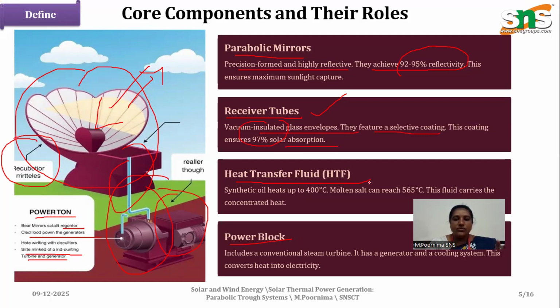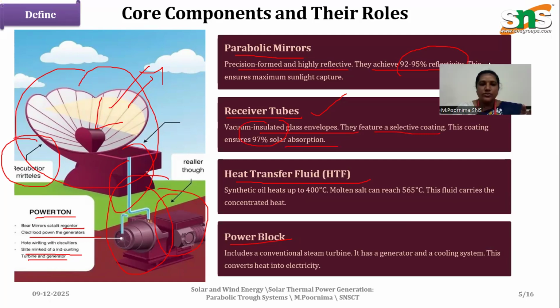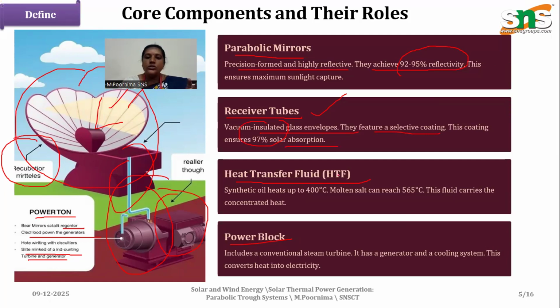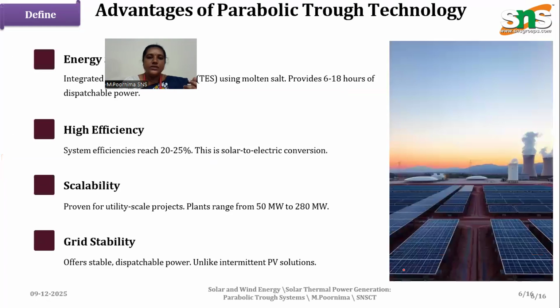Next, heat transfer fluid. Here the heat transfer fluid is about 400 degrees Celsius. The molten salt can reach about 565 degrees Celsius, and this fluid carries the concentrated heat. The next part includes power blocks. Here it includes the conventional steam turbine, generator and cooling system. This converts heat energy into electrical energy.